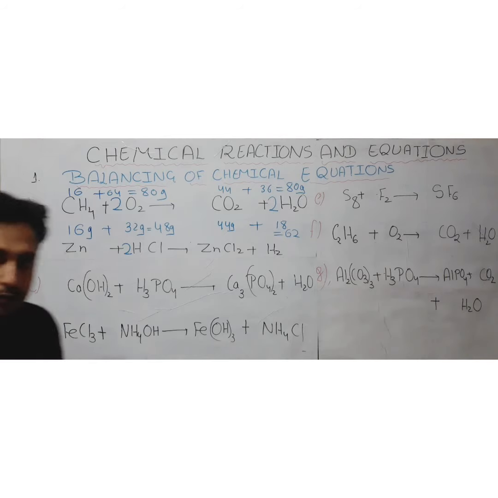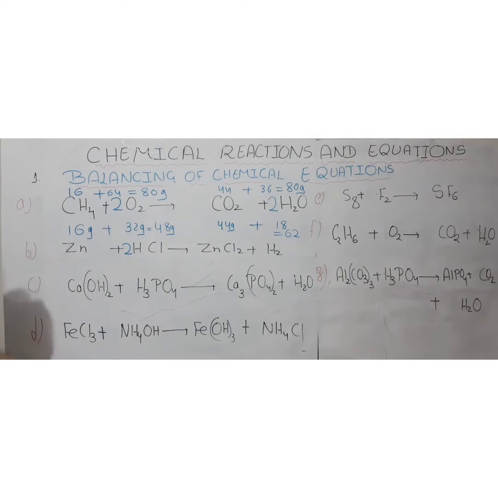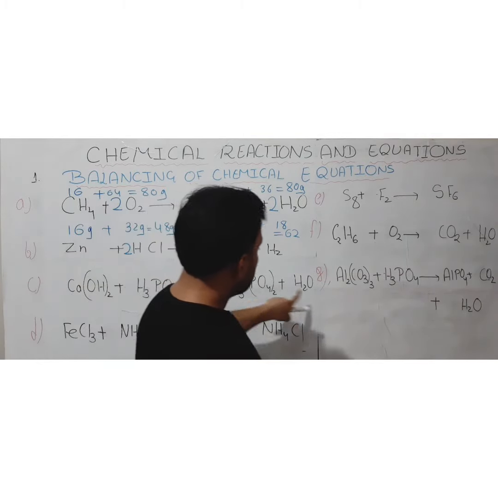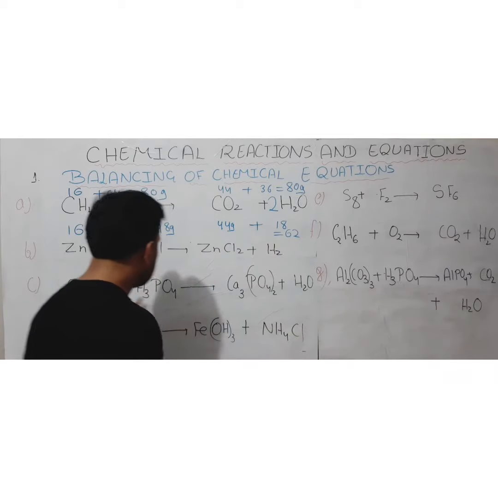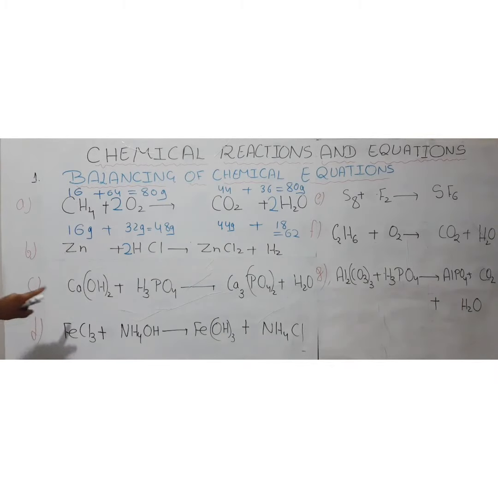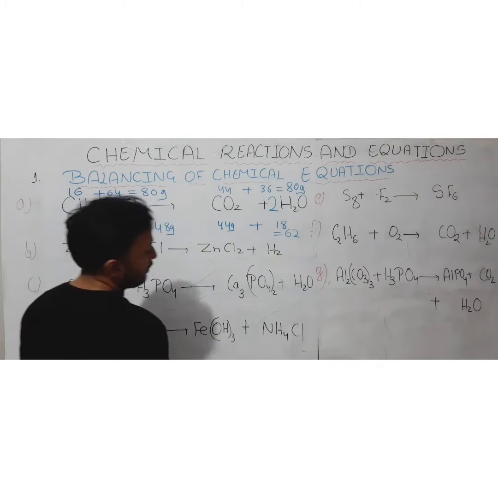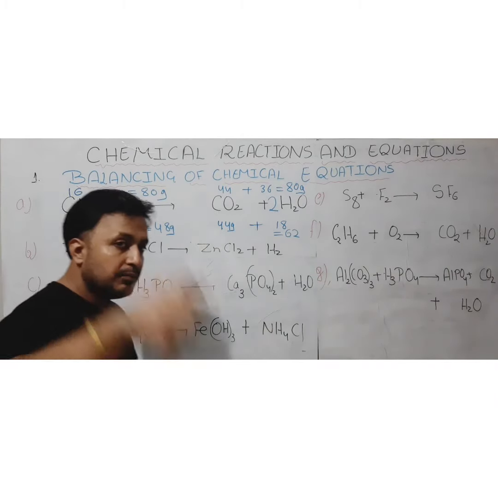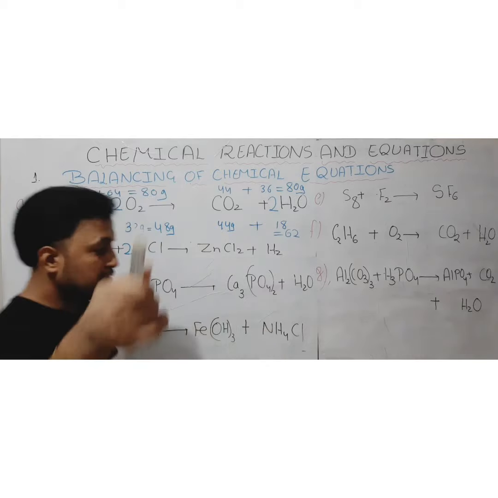Let's move to the next equation. That is equation number 3. In this equation, calcium hydroxide is there, phosphoric acid is there, calcium phosphate is there, and water is there. So this is the chemical equation. That is calcium hydroxide reacting with the phosphoric acid to give calcium phosphate and water molecule. So first we try to balance what? Elements other than hydrogen and oxygen.